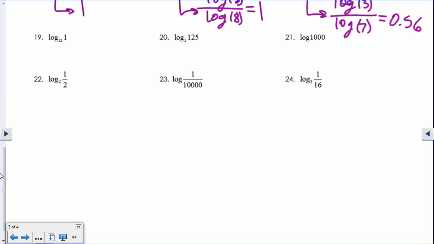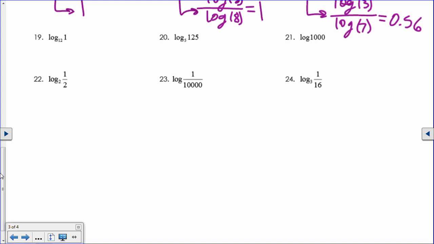If you see a base written down, like here it's unwritten, you just automatically plug it in your calculator. Just do the log, the log button, and whatever that is. If you don't have a base like here, what you have to do is this. Whatever the base is, you're going to do the log of that in the bottom, and the log of that in the top.